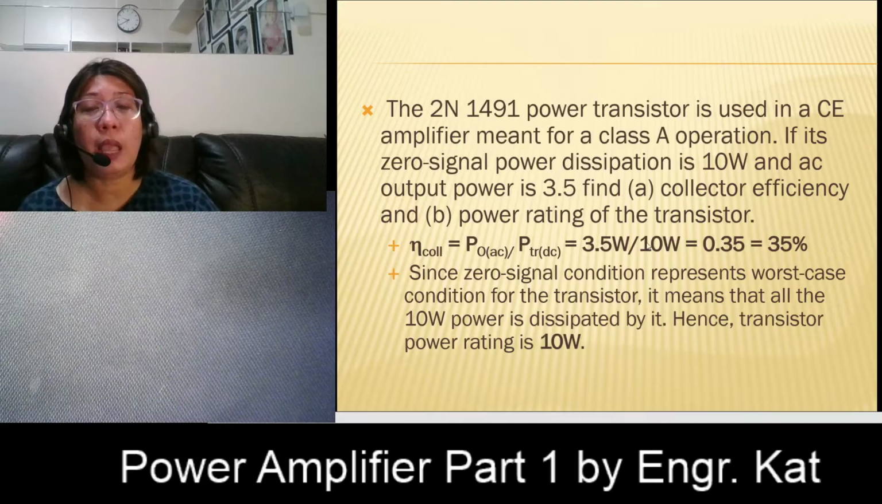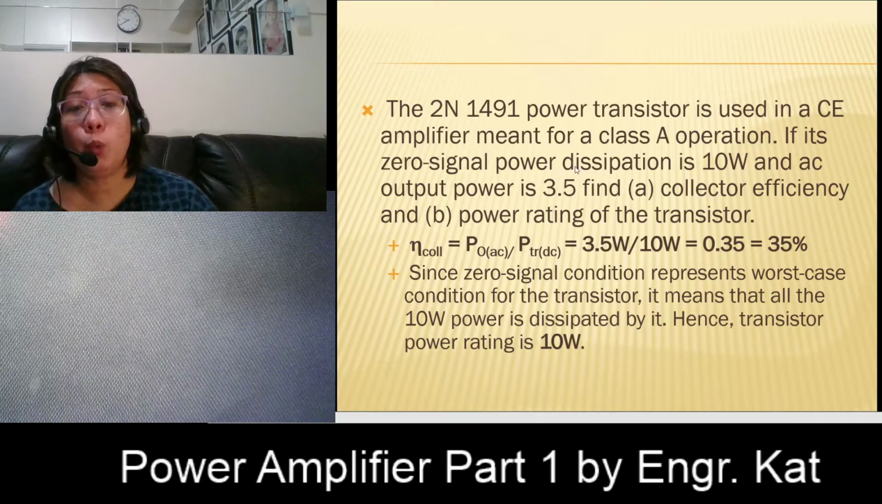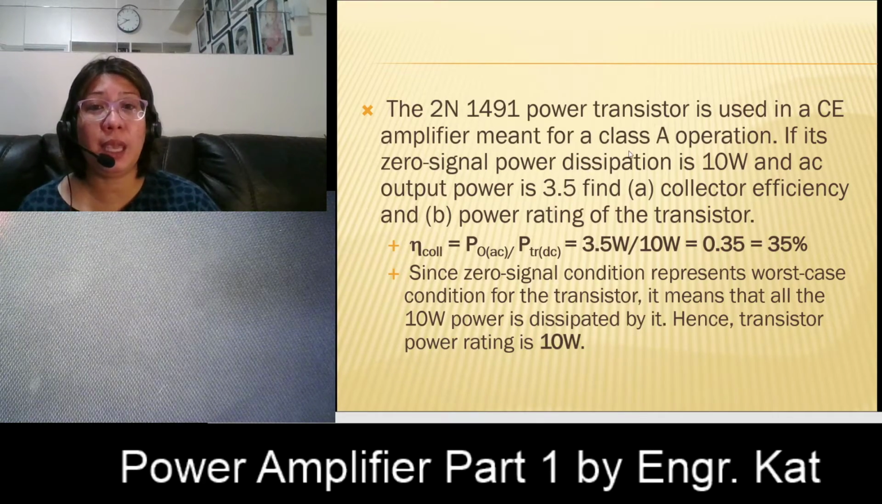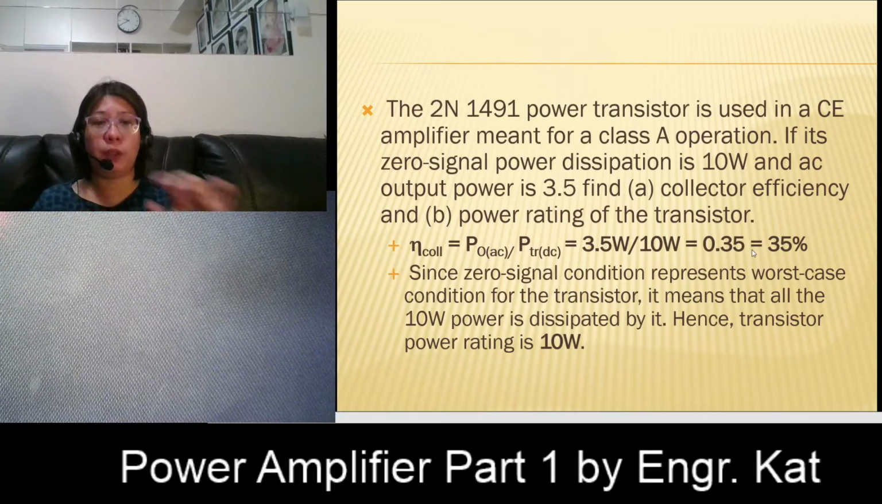How did we know that? Because that is the zero signal power dissipation. And when we have zero signal power dissipation, that means no AC was created when we read 10 watts at the collector. So therefore, we have a collector efficiency of 0.35 or 35%.